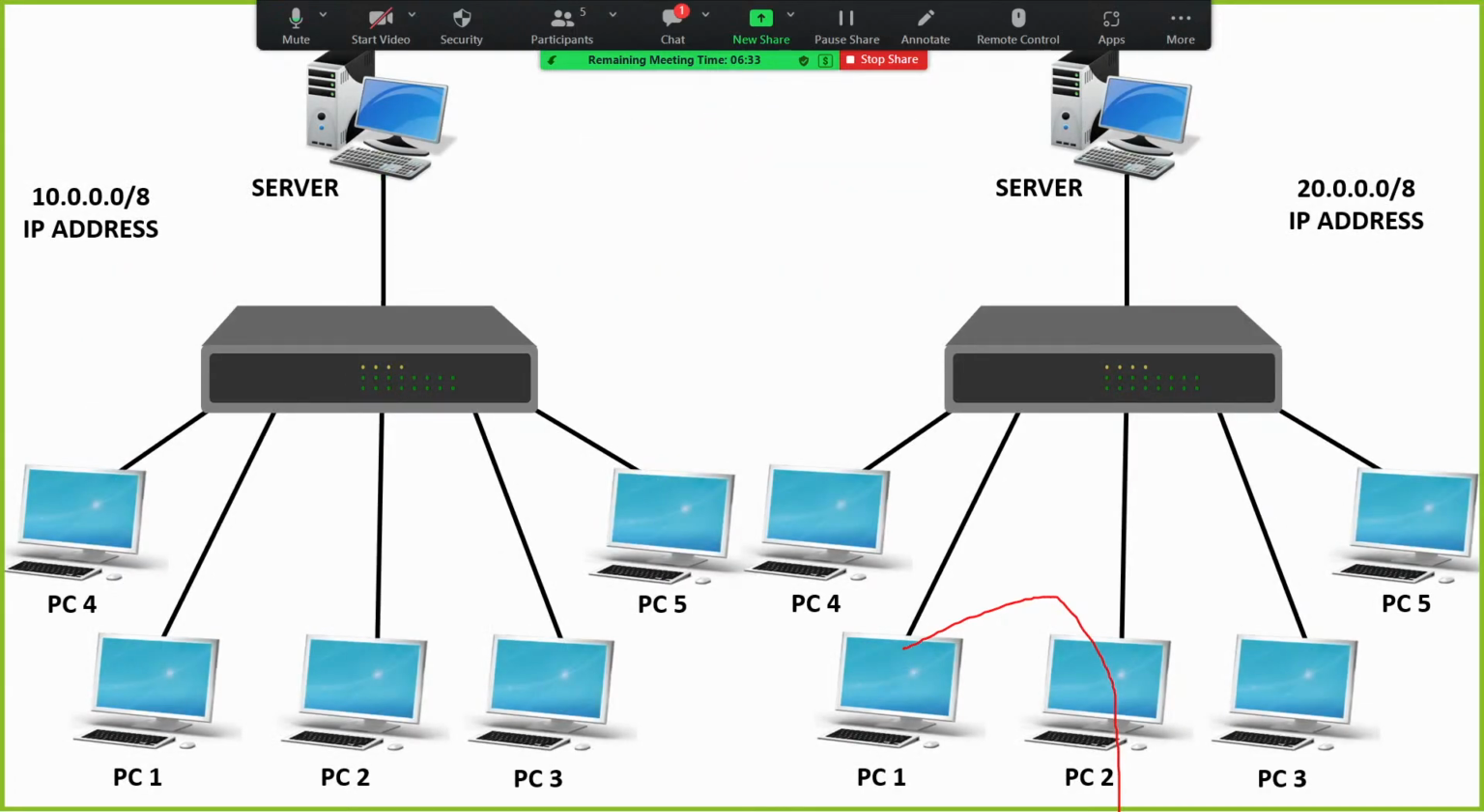Got it? For example, here I have one side, network number 1, that is 10.0.0.0, and this is network number 2, 20.0.0.0, right? They are working fine in their own section. But do you think these devices can communicate with each other if I connect both the switches with a single cable? Is it possible?